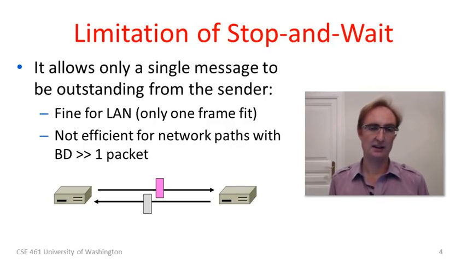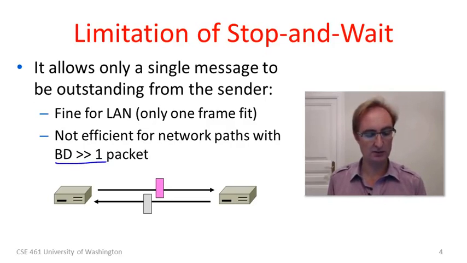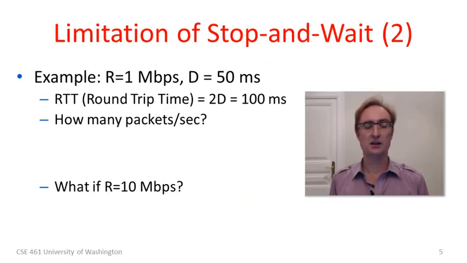On the other hand, imagine an internet path where we might have a bandwidth delay product which is much greater than one packet. In this case, the packet will only fill a very small portion of the network path and will be using the network inefficiently. This is similar to the picture you can see here, in which there's just this small packet in the midst of a long network path between two hosts. So let's take a look at how much of a limitation this is.